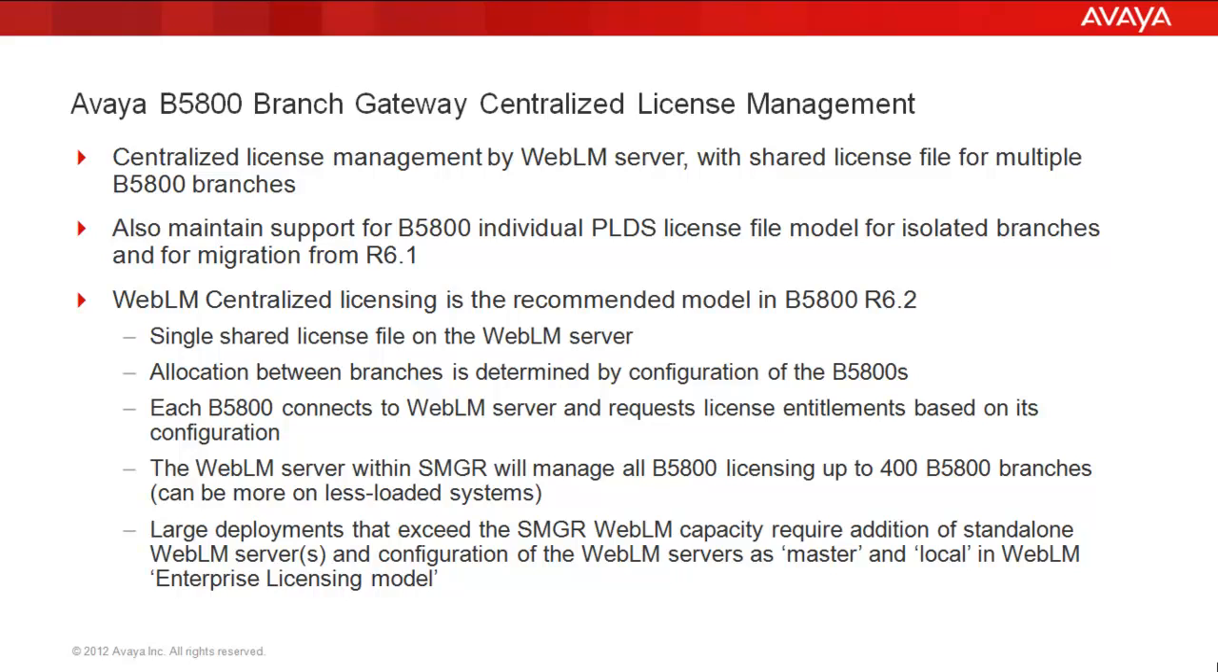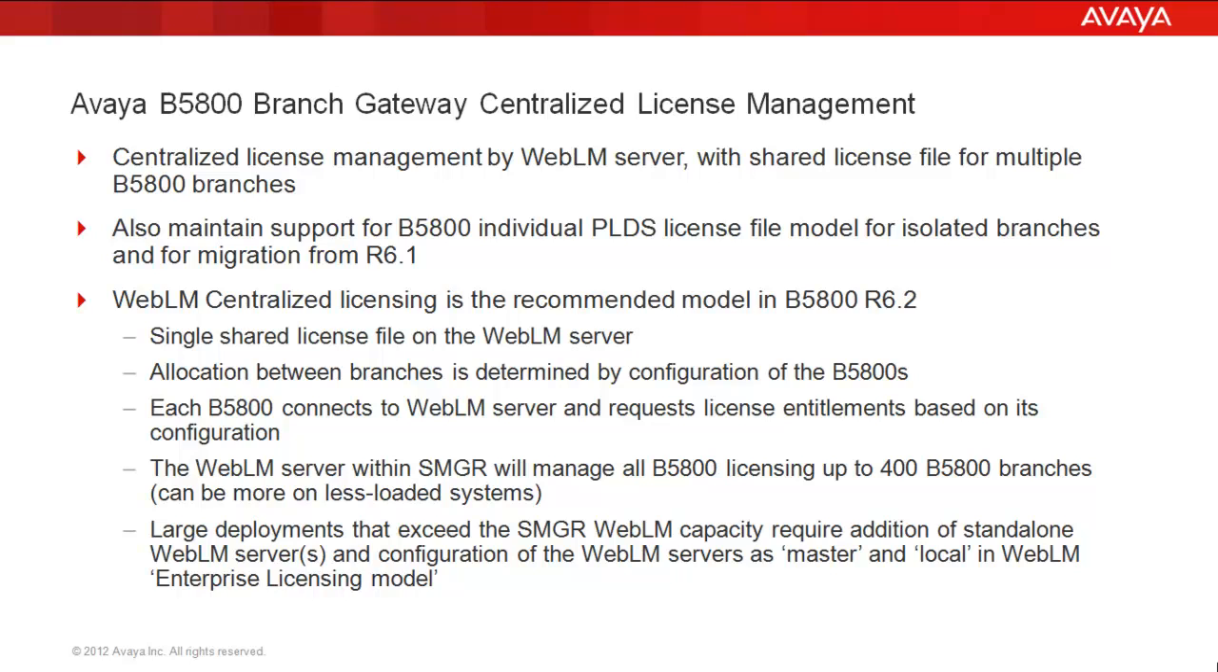There is a single shared license file on the WebLM server, and allocation between branches is determined by the configuration of the B5800s. Again, it's a first in, first out type of license pool. Licenses are freed up based on usage and if the B5800 branches are in fact available on the network. Each B5800 connects to the WebLM server and requests license entitlements based on its configuration.